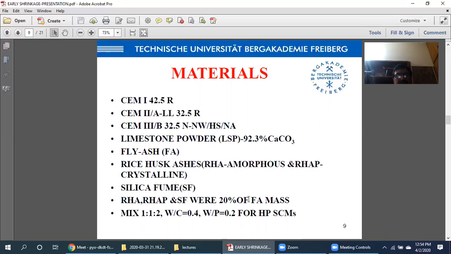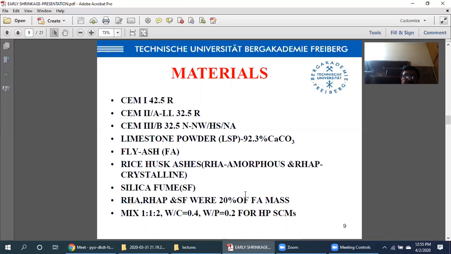The materials which were used were SEM1, 42.5R, SEM2 A-LL, which is containing limestone powder, 32.5R, and SEM3B, it is blast furnace slag, having 30% slag content. Limestone powder had 92.3% calcium carbonate. Fly ash was ASTM class F. Rice husk ashes, amorphous and crystalline both, were incorporated.